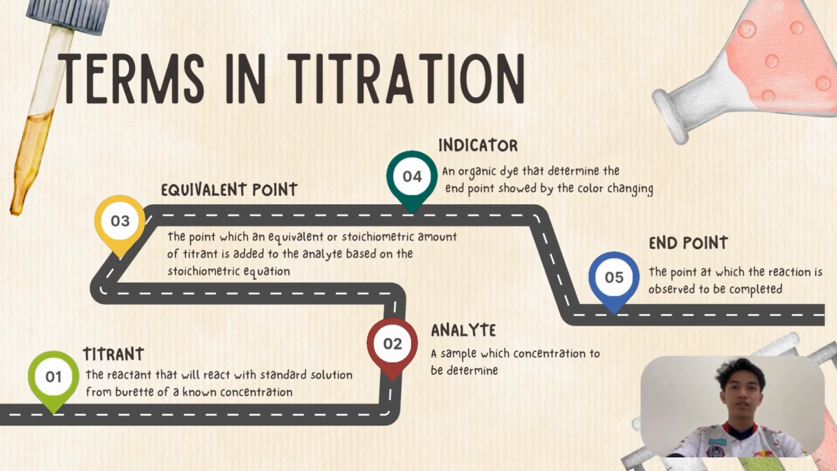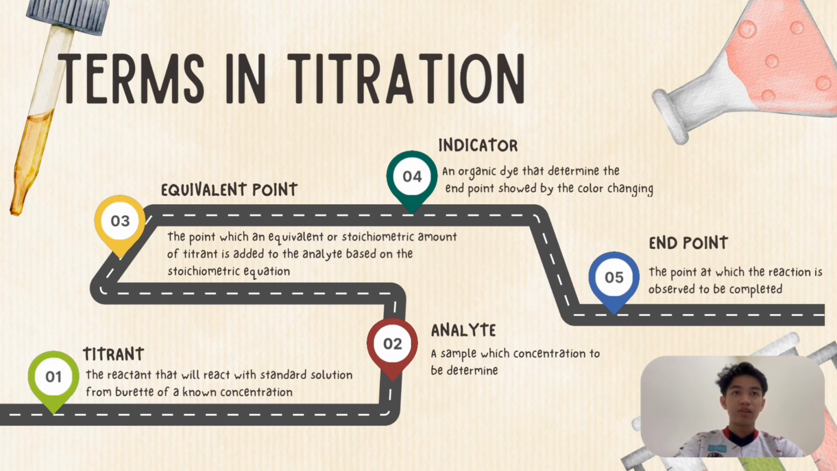Terms in titration. Firstly, we must have a titrant. Titrant is the reactant that will react with the standard solution from the burette of a known concentration. Secondly, an analyte. Analyte is a sample whose concentration is to be determined during the titration.